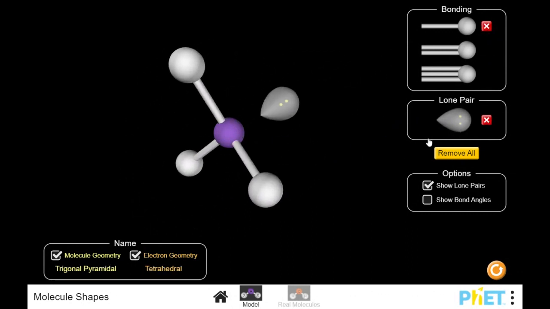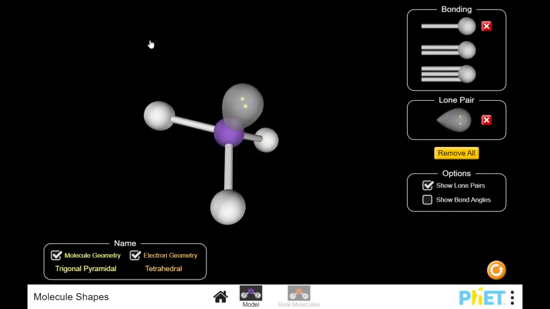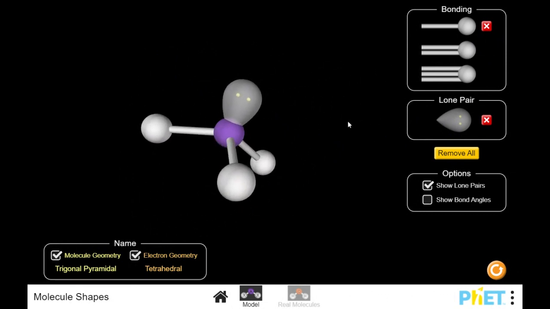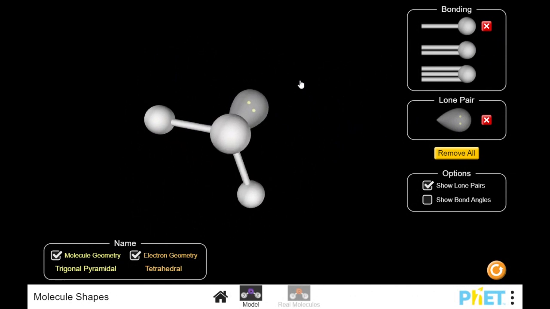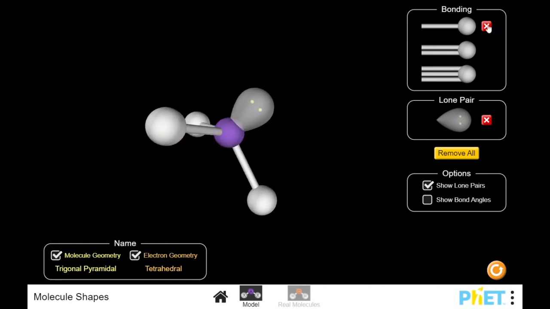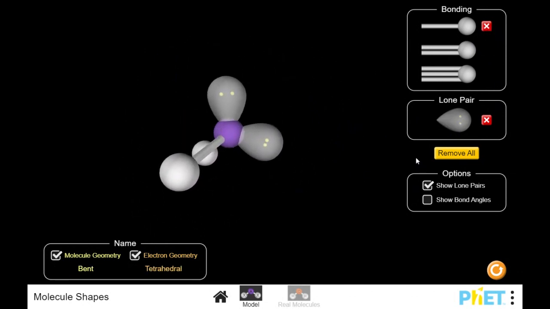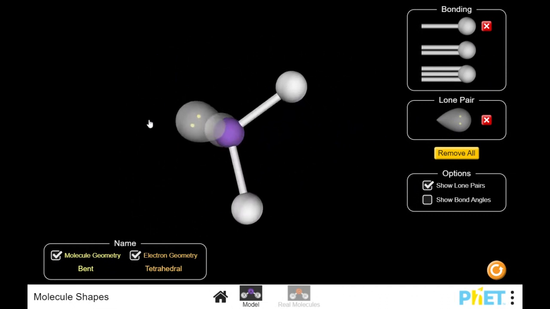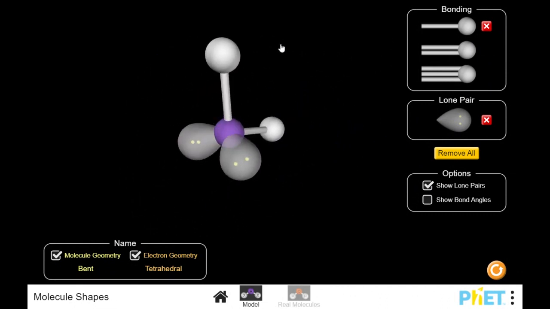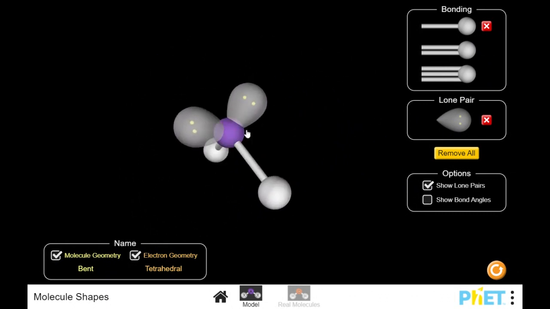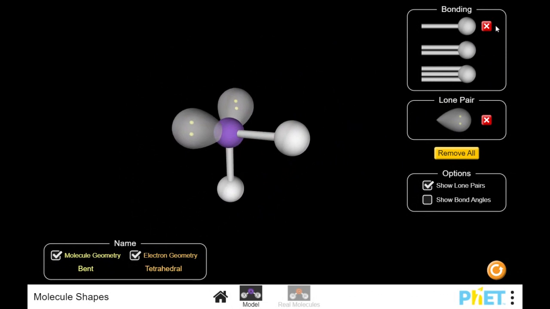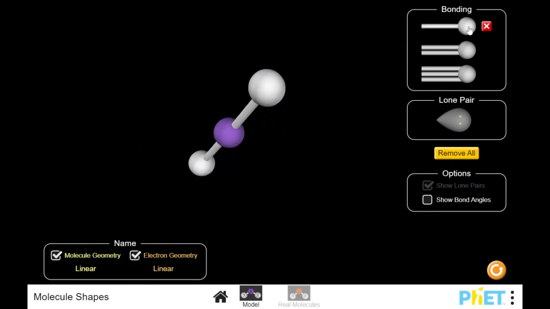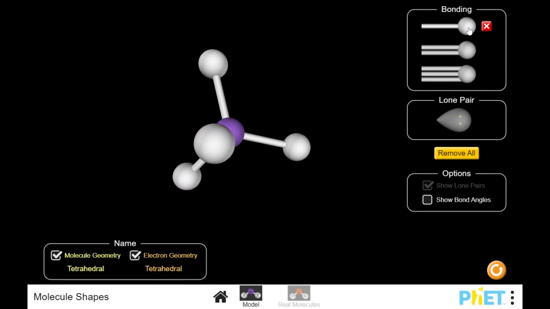If I take one of those bonds away and make it a lone pair of electrons, then I get the shape for our nitrogens. This is the trigonal pyramid. If I take one of the bonds away and add a second lone pair of electrons, then I get the shape for water, which is bent. Okay. All right, let's take those away and just go beyond what's on the page, on the board.